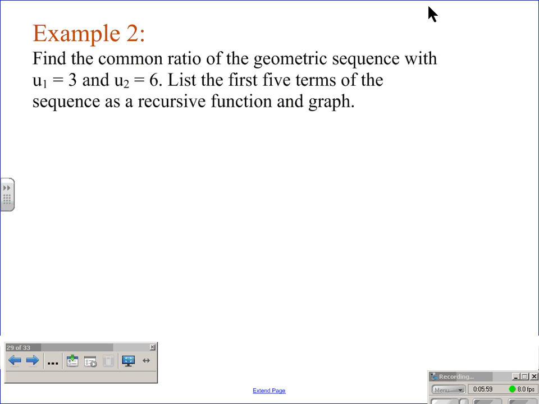Let's minimize that. Okay, so we need to know what the first term is, and we have that already, so that's good. And then let's write that down. The other thing we need to have is our common ratio.